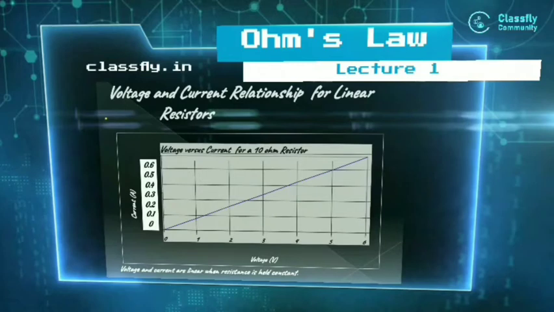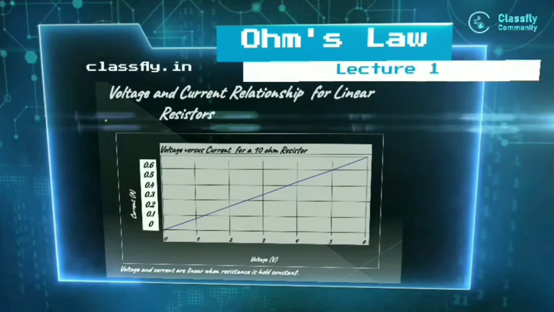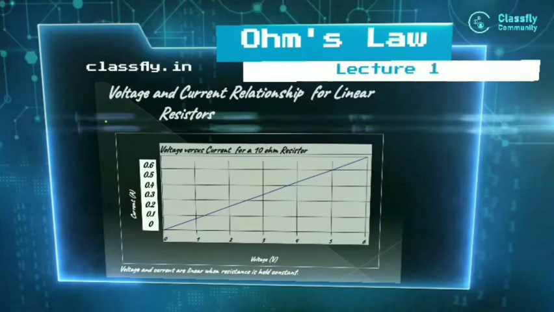This is a graphical representation of the voltage and current relationship for linear resistors. Voltage and current are linear when resistance is held constant. Voltage and current will be linear, in a straight line, not vertical but slightly tilted, only when the resistance is held constant, that is, there is no fluctuation in the resistance.